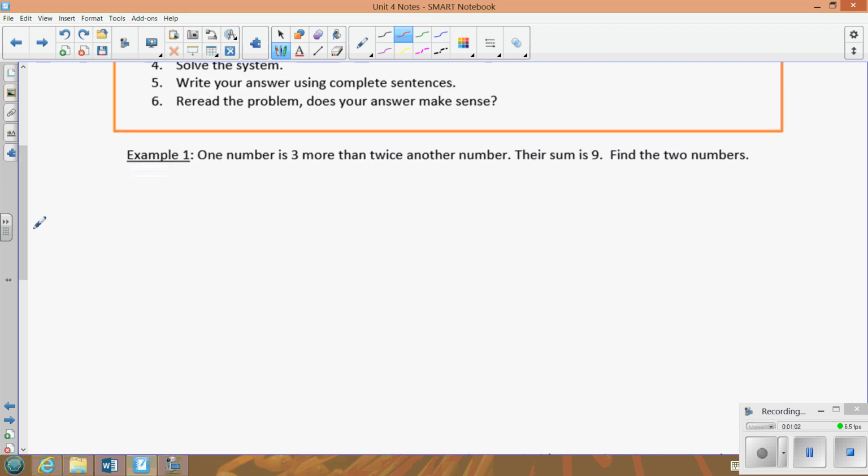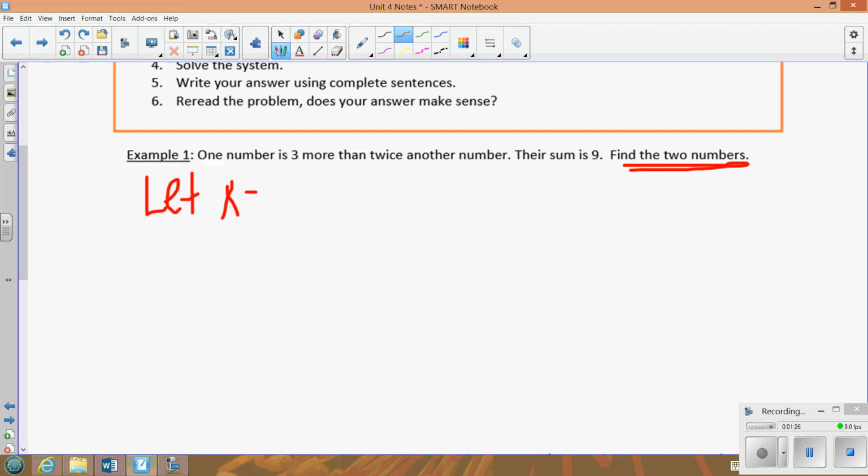Let's go ahead and just look at this example. We're not going to go through all 6 steps, but we're going to go through the first 3 where we actually set up the system. So one number is 3 more than twice another number. Their sum is 9. We want to find the 2 numbers. So usually at the end of the problem, it's going to talk about what you are actually trying to find and what your variables should be. So we want to find the 2 numbers, which means we have 2 variables here.